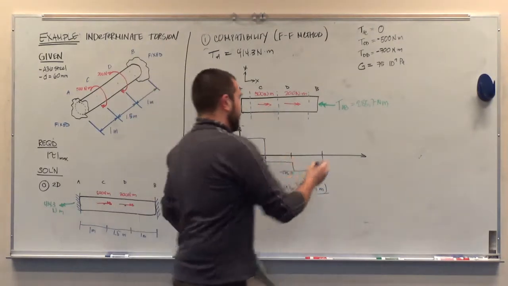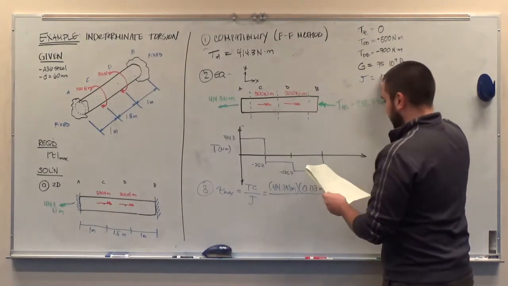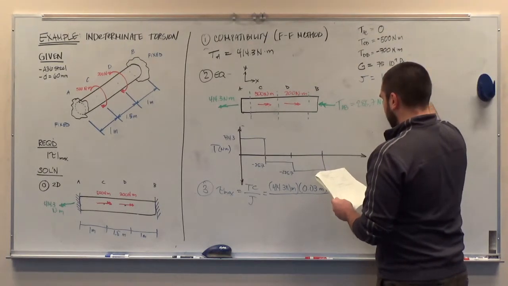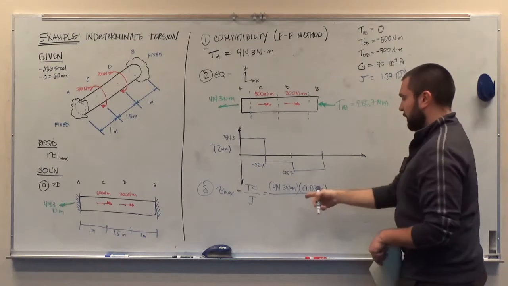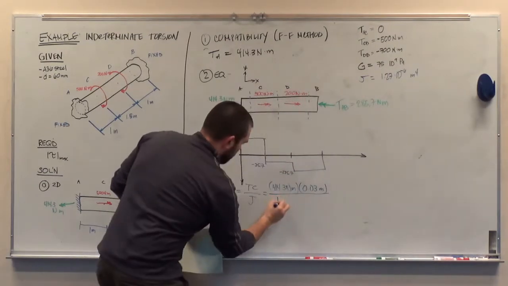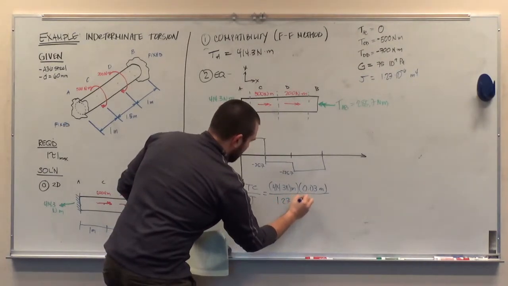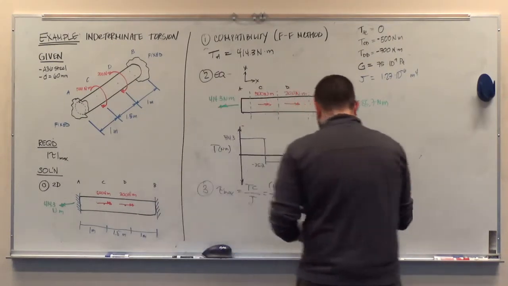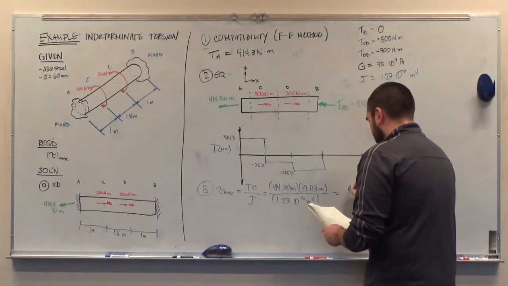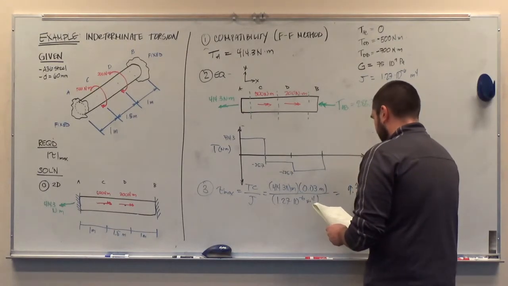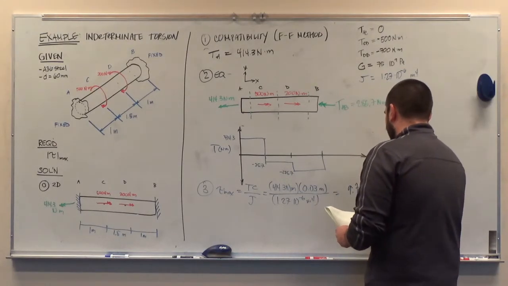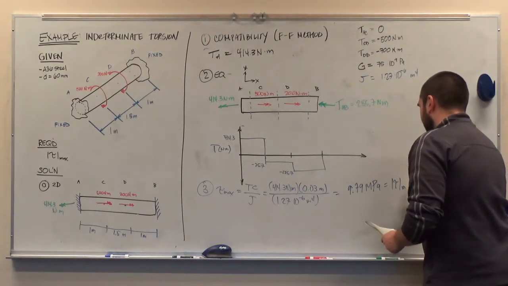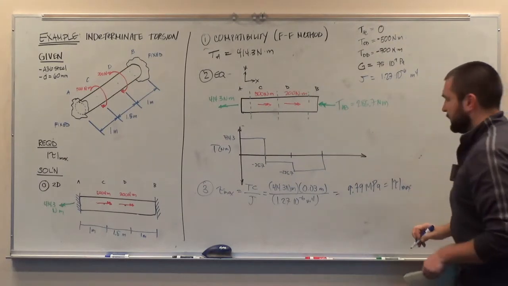And then J, we had calculated it up here before. That was equal to 1.27 times 10 to the negative 6th meters to the 4th. That's going to be our denominator. And I get a value of 9.79 megapascals as the largest magnitude of shear stress in the shaft.